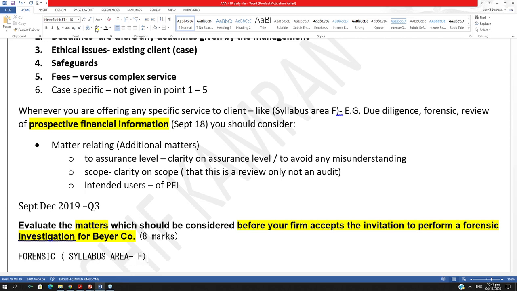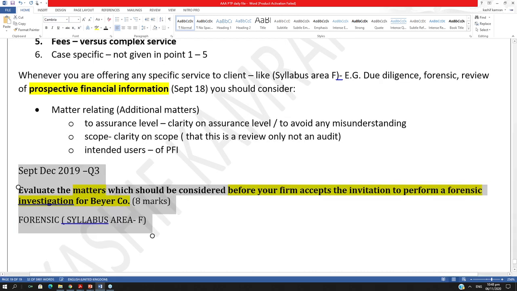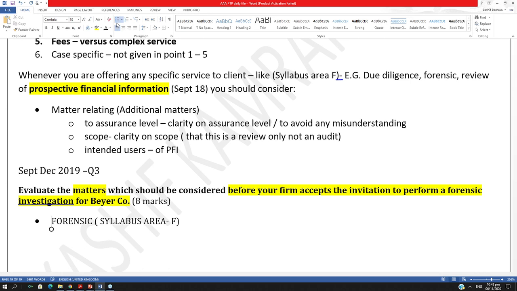So will you have almost the same answer as we wrote for September 18, everyone? Will you be thinking about the assurance level? Will you be discussing the assurance level with the management? Will you be discussing your scope for forensic? Will you be discussing the intended users who will be relying on the report of forensic?